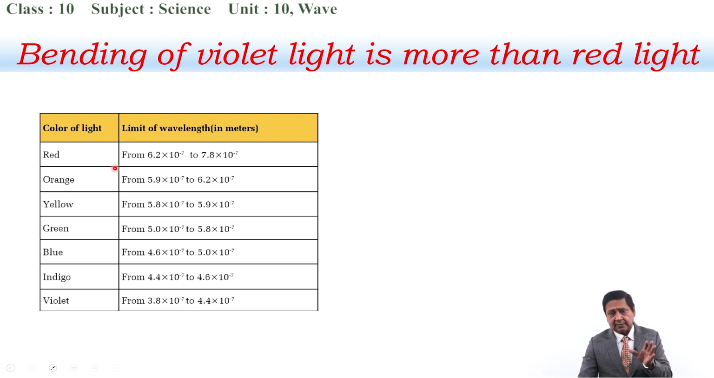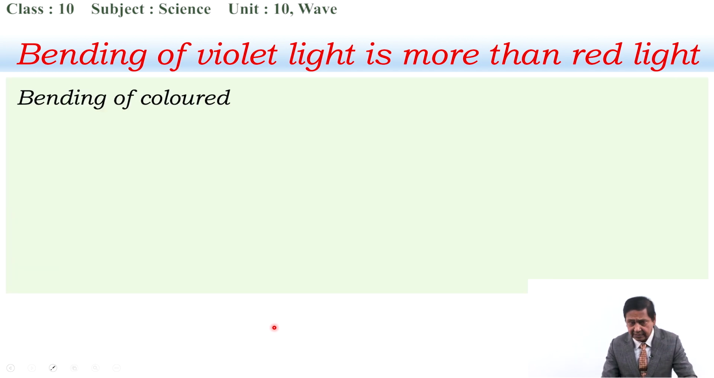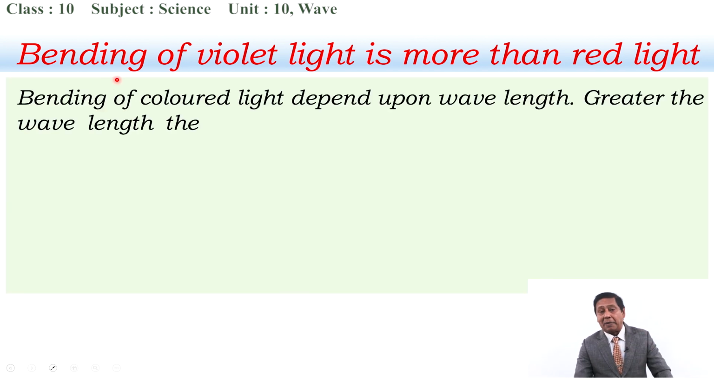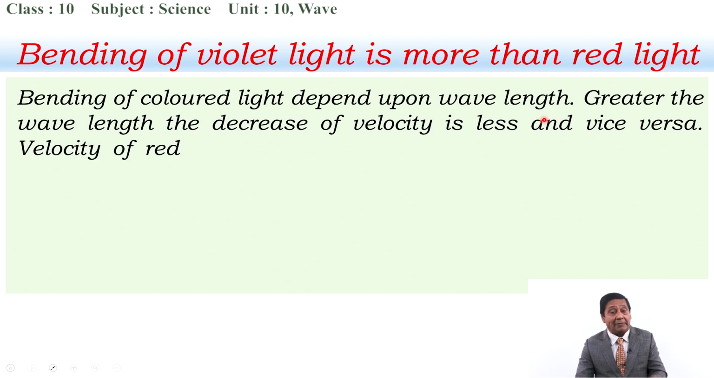Since the wavelength of red colored light is more than that of the violet colored light, when it enters into glass, if a ray of light has long wavelength, then it bends less. If a ray of light has short wavelength, then it bends more. So red bends less, but violet bends a lot. That's why we can answer this way also. Shortly, bending of colored light depends upon wavelength.